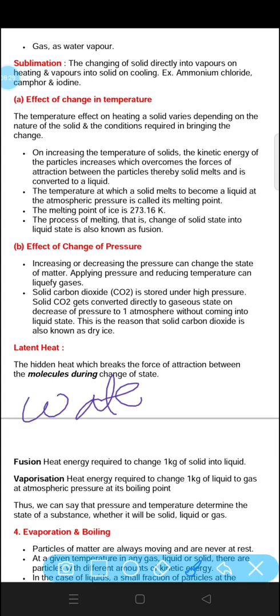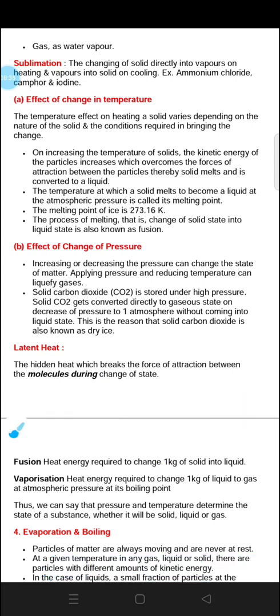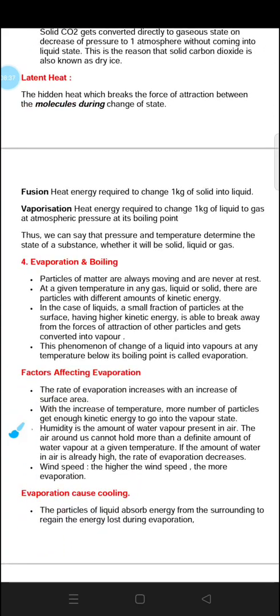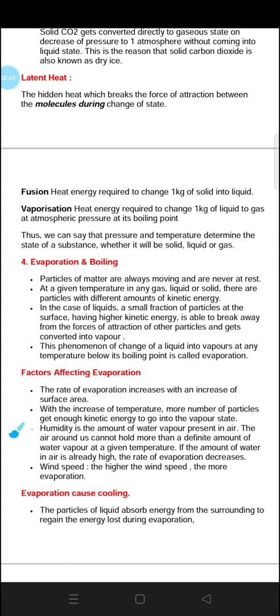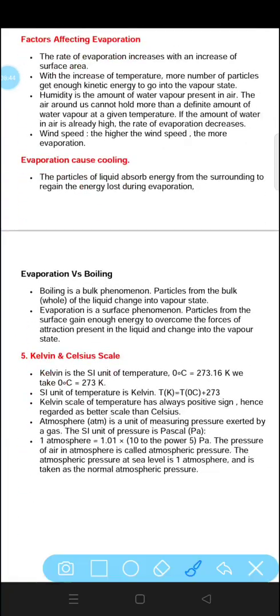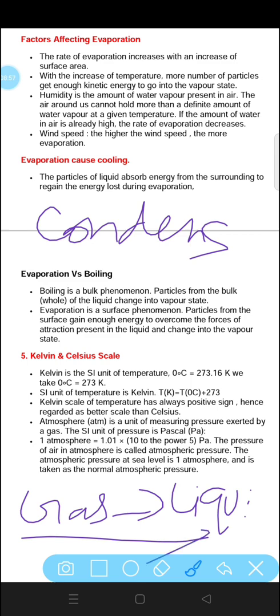evaporation. When water changes into vapor, it is called evaporation. So evaporation is the process by which water changes into gaseous form. After that comes condensation. Condensation is the process in which gas is converted back into liquid. If we cool the gas, it will be converted into liquid. This process is called condensation.